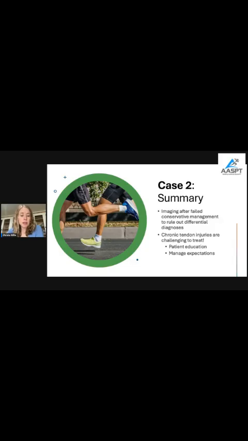So again, imaging was appropriate or warranted here, after years of plateaued or failed conservative management. And take home, which I'm sure I don't have to tell any of you, these chronic tendon injuries can certainly be challenging. But again, that MRI imaging was helpful for patient education and managing expectations for the athlete in that case.